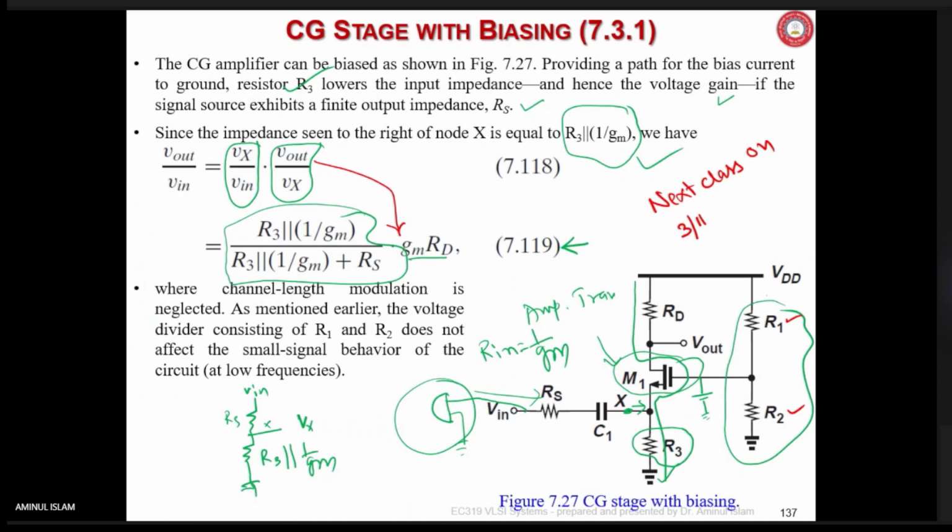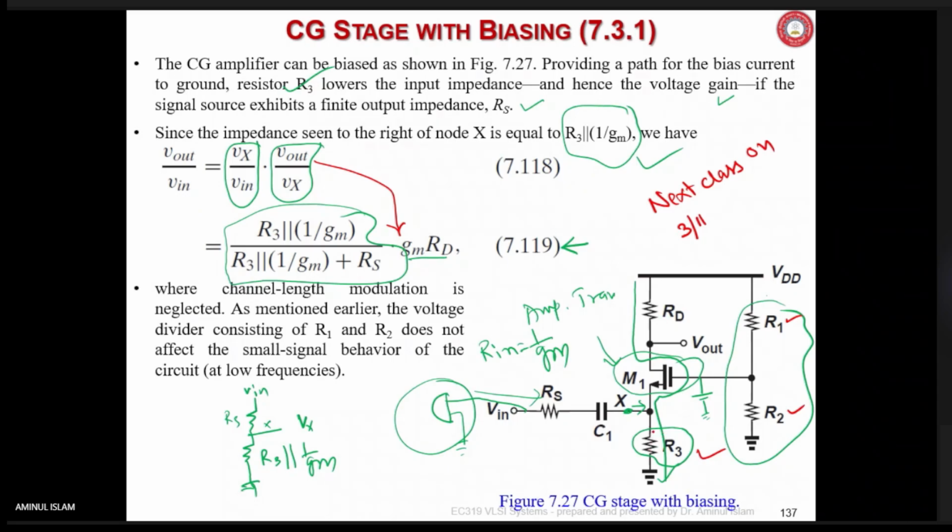The CG amplifier can be biased as shown here. R3 is connected here, and the gate bias is given by a voltage divider consisting of R1 and R2. The resistor R3 lowers the input impedance.